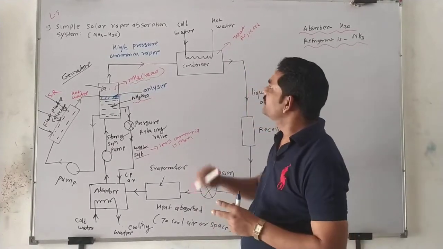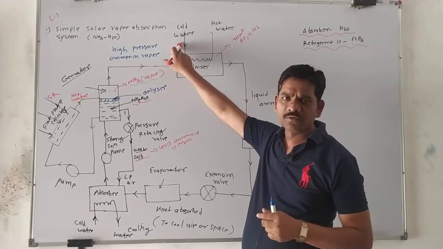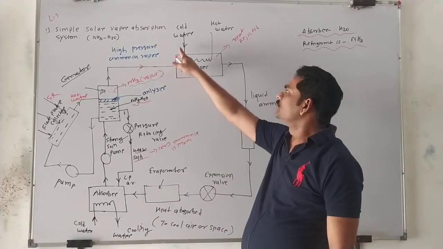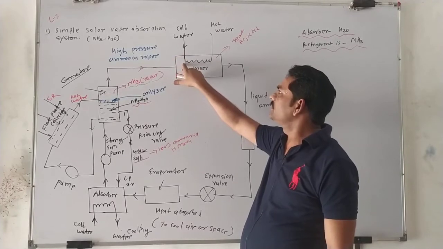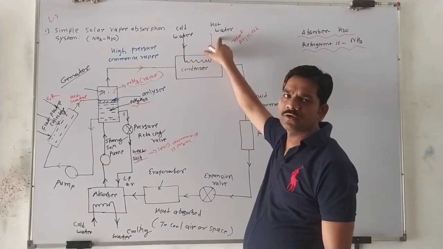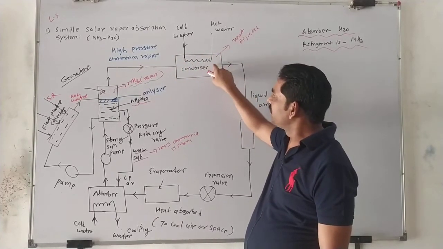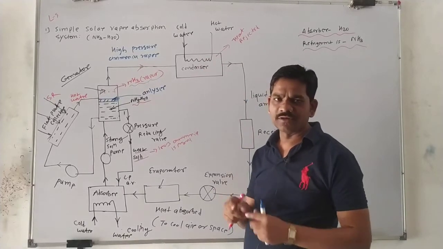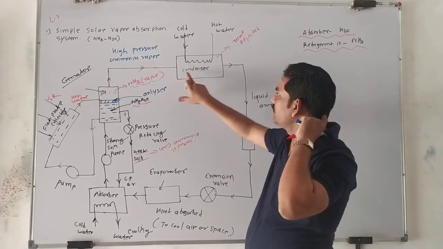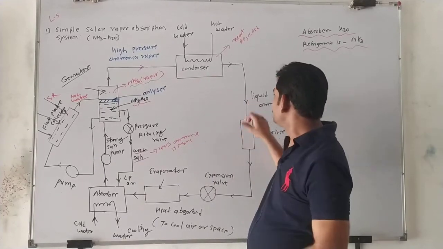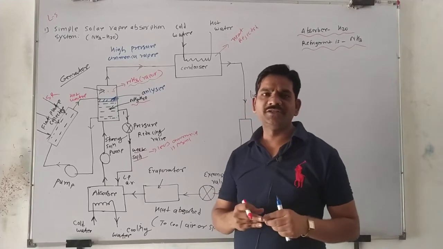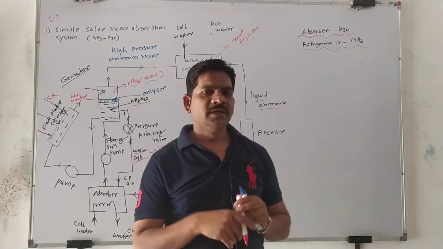So how is heat rejected? There is a use of cooling water. This cooling water comes from the cooling tower. So cold water comes into the condenser and this cold water converts into hot water. There is heat exchange between the ammonia and this water. So here the vapor of the ammonia is converted into which form? Liquid ammonia form. There is a phase change. Yes or no? Yes.